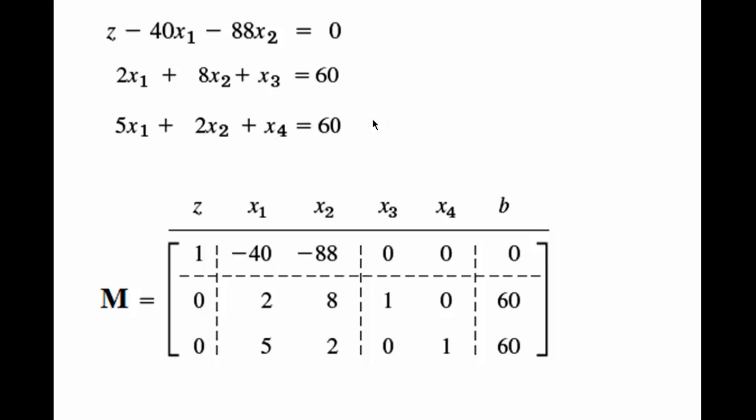Now let's go to the second equation. We have 2, the coefficient of x1, so we write 2 here. We don't have z, so we write 0. And we have 8, the coefficient of x2, so we write 8. x3, we have 1, so we write 1. And we don't have x4, so we write 0. And in the same way, we write the coefficients of the third equation.